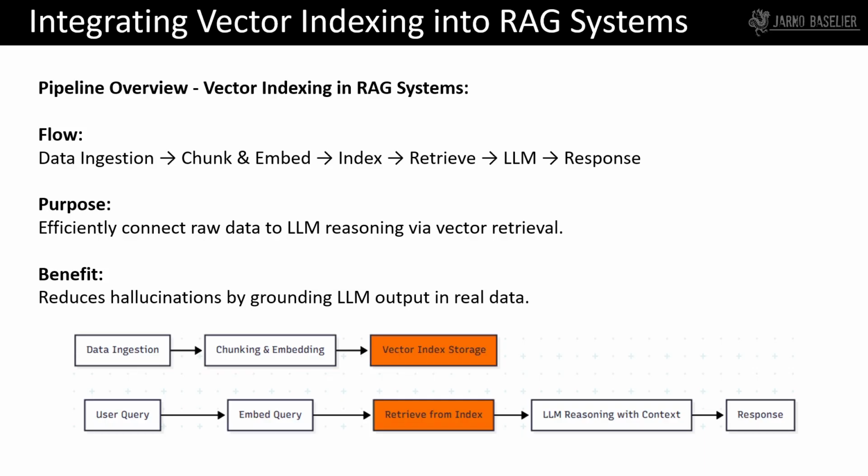For the flow we have data ingestion, then we have chunking and embedding, indexing, retrieving, then the LLM comes into play, and all of these together will form a response. The purpose of this is to efficiently connect raw data to LLM reasoning through vector retrieval. And this has, of course, benefits.